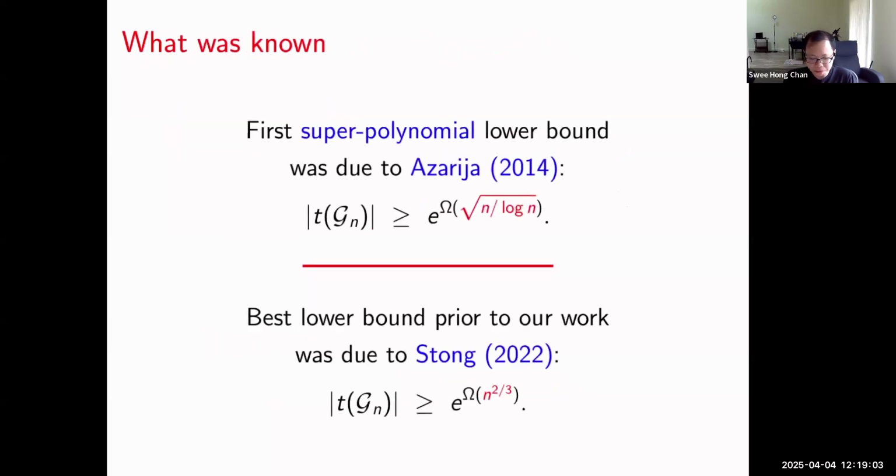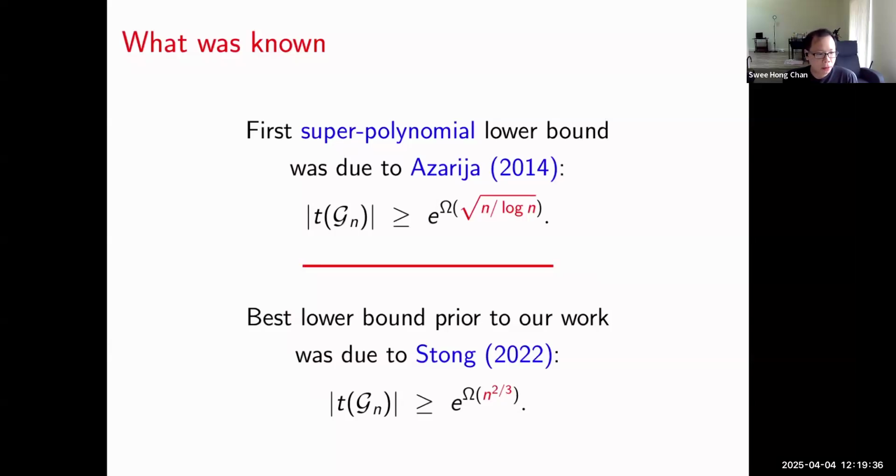Okay, if there are no questions, let me continue. Let me review what was known so far about this problem. I will skip through some of the bounds from the 60s to 2014. The first superpolynomial lower bound was proved 11 years ago by Azariza, who showed that TGN has sub-exponential growth, equal to e to the power of square root n log n. Between Azariza and Song there is also some work, but let me skip it to save time.